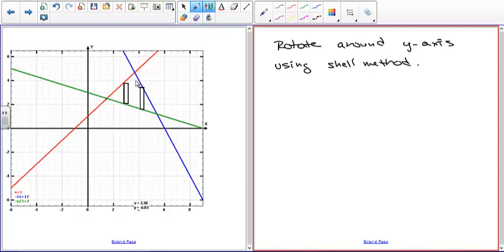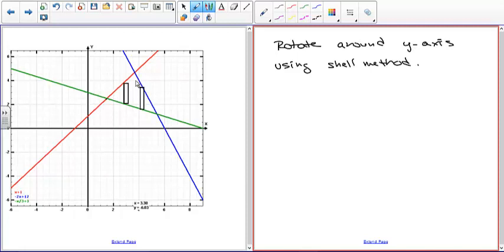So we're going to go about that, but you can see the rectangles look the same. So that means we're going to integrate with respect to x. It also means that the limits of integration are also going to be the same. So we're going to have the same limits on the integrals, but the integrals are going to be different.